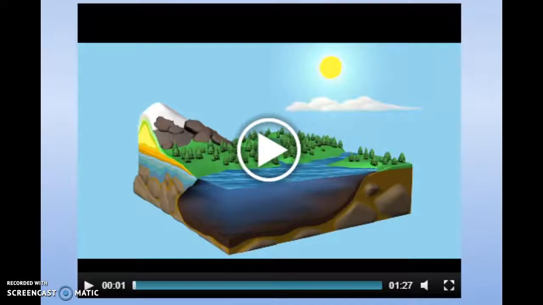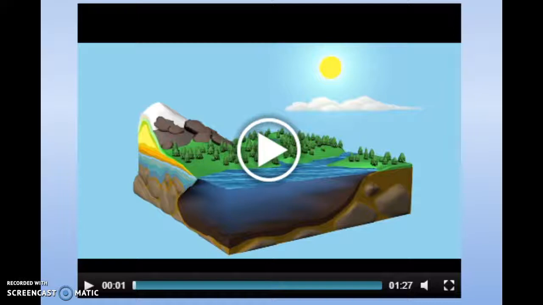Today we're going to be talking about the water cycle, just a quick little review from what we've learned in class. The water cycle, by definition, is the process by which water is circulated throughout the earth and atmosphere by means of evaporation, condensation, precipitation, and transpiration. In simpler words, that's just saying how water circulates throughout the earth and the atmosphere.